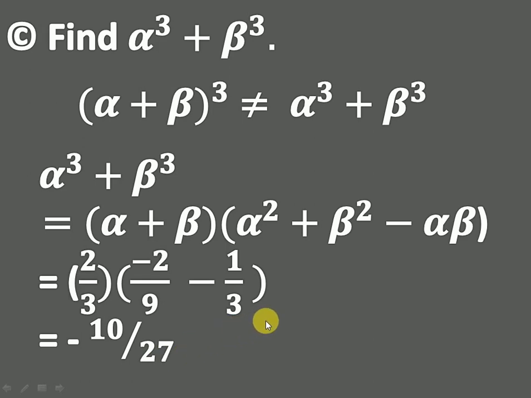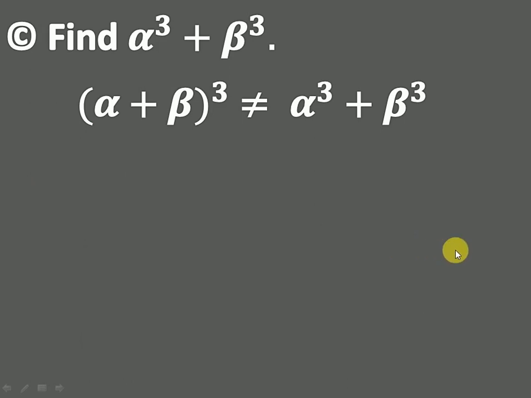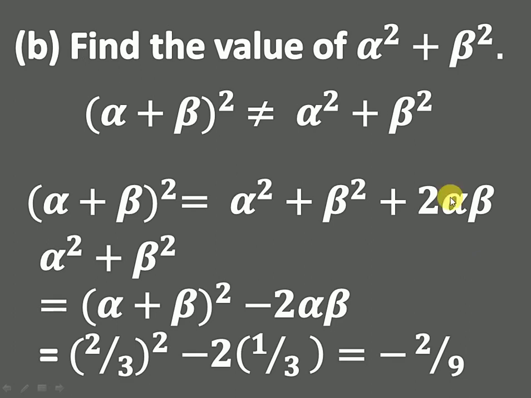Now, in summary, let me summarize what we have been taught. You must remember that alpha cube plus beta cube is alpha plus beta multiplied by alpha square plus beta square minus alpha beta. Next, also remember that alpha square plus beta square is not equal to alpha plus beta all squared. Instead, alpha plus beta all squared is equal to alpha square plus beta square plus an additional 2 alpha beta.